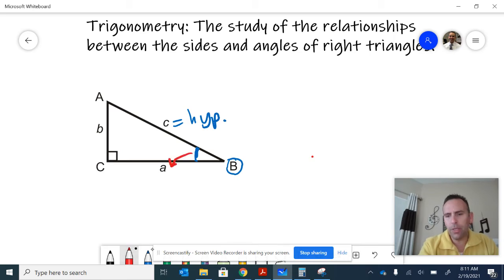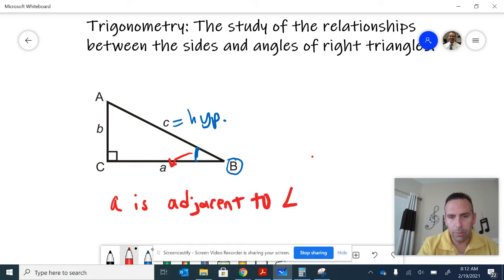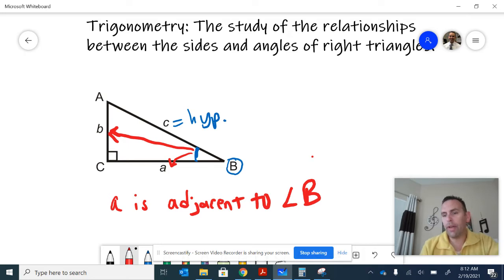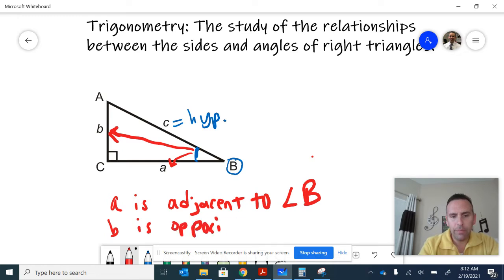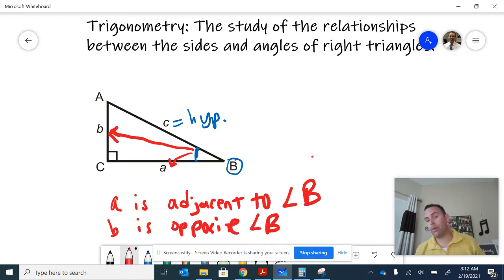A is next to it. We would call it, lowercase a is adjacent to that. We would say next to or adjacent. So I would say a is adjacent, if I can spell it, adjacent to angle B. And then look at the other leg, the other side that's not the hypotenuse, across from it. We're going to call that not across from, but opposite. So we'll say b is opposite angle B. I apologize for the messy handwriting.